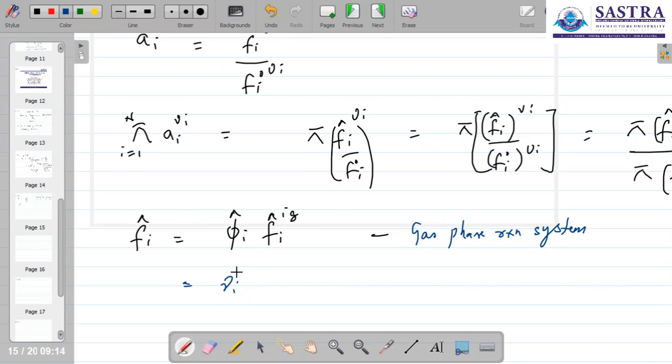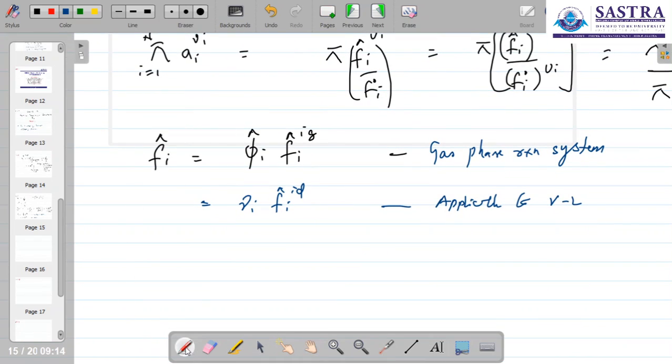So this is the activity coefficient of the species times how the fugacity of that species will vary with respect to this. This is applicable in general to both vapor and liquid phase, whereas the top one in comparison is only with respect to the gas phase. Now let's focus on the first part.